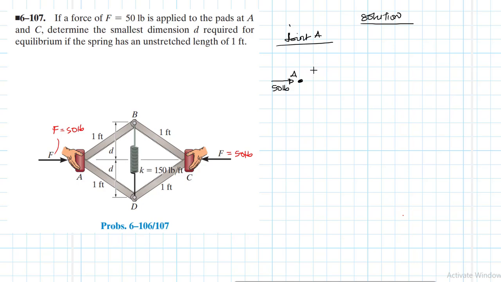And then we have this member AB experiencing some compression force like so. Since this structure is symmetrical, we expect the force in AB to be equal to AD, which is equal to BC, equal to CD. All right. So let me call this equal to T. So this is T, this is T.